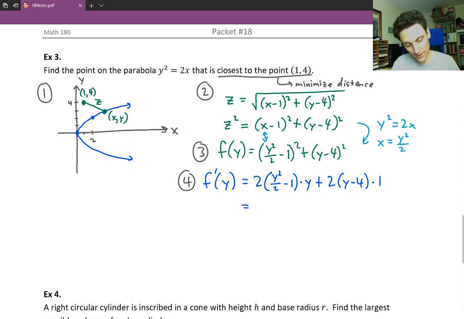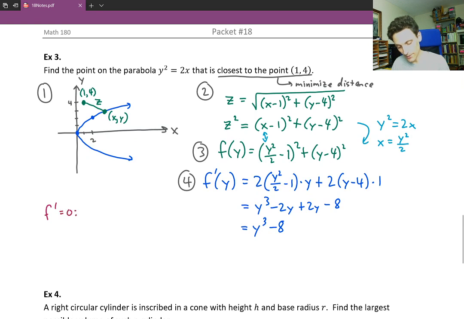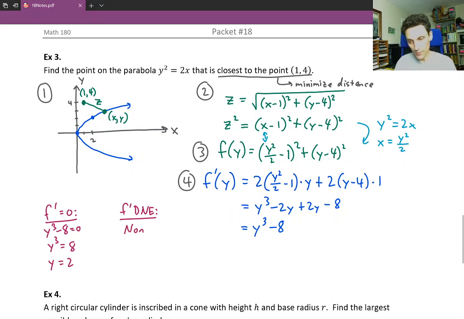So now we can distribute the 2, distribute the y. We'll get y cubed minus 2y plus 2y minus 8. So y cubed minus 8. As a next step, we're going to figure out where the first derivative is 0 and where it doesn't exist. Well, the first derivative is 0 when y is equal to 2. And then the DNE case doesn't happen because this is a polynomial.